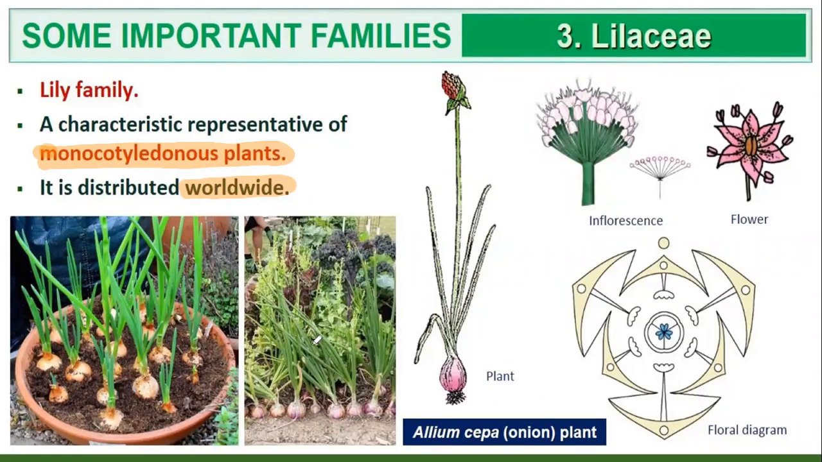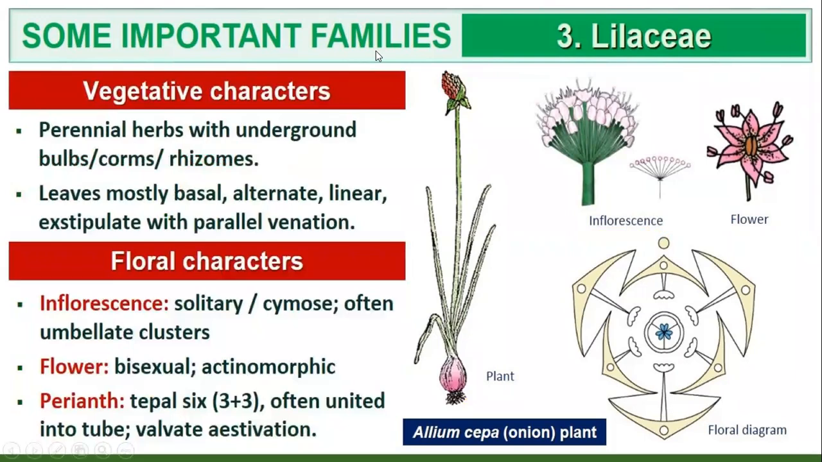This onion has different parts. Here, as you can see in the diagram, this becomes the root, this becomes the leaf, this becomes the flower, this is the inflorescence, and this is the floral diagram. Let's explore Liliaceae in detail. First, we will talk about vegetative characters. They are perennial herbs. Perennial means they are present throughout the year.